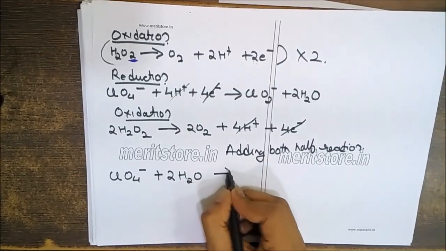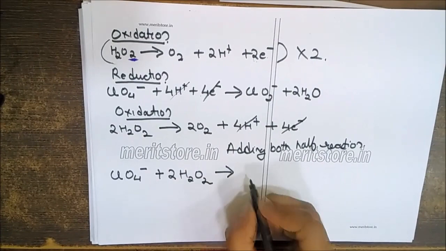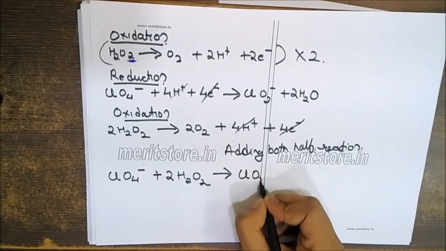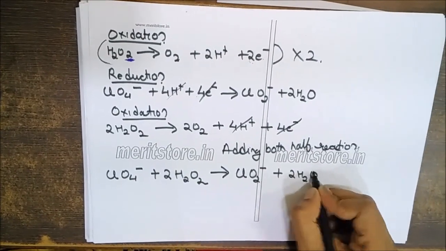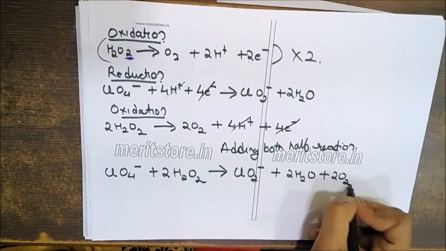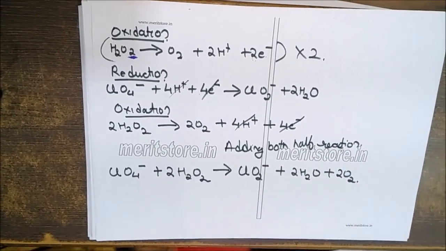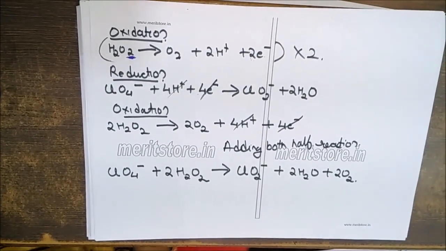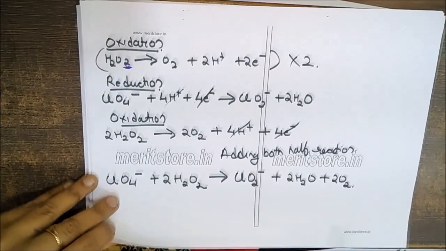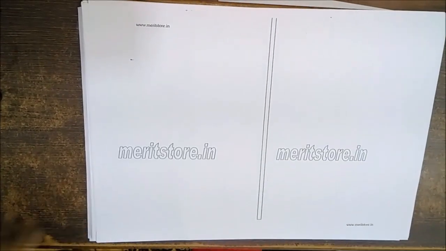2H2O2 forming ClO2 minus plus 2H2O plus 2O2. Now, this reaction is balanced in terms of each atom as well as the charges carried on it. Now we will continue with the next fresh example.